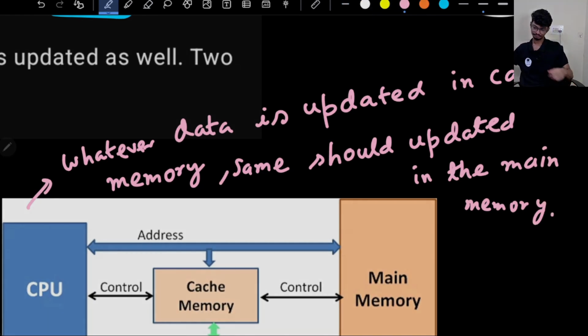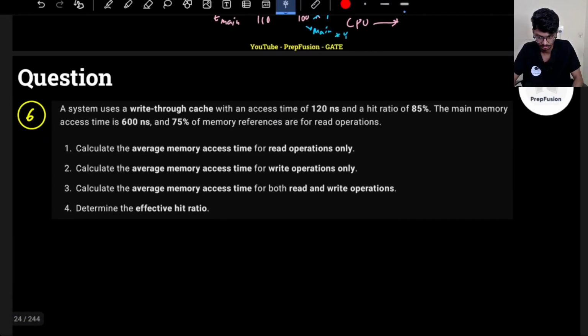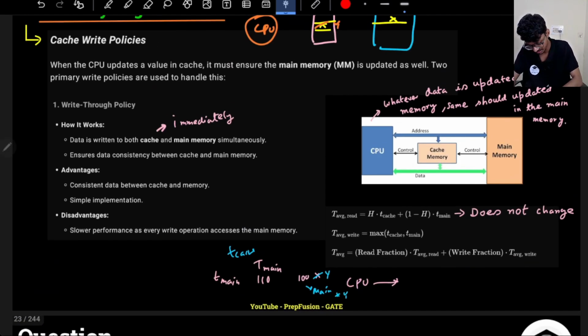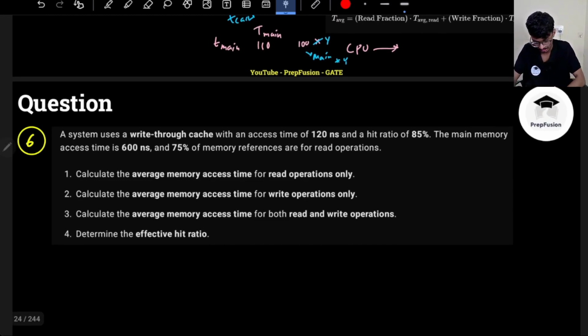Just give me 1 second. So let's solve a question from this. A system uses write through cache. Write through cache means it uses the cache write policy as write through. There are other policies as well that I will discuss. Write through cache means that whatever I update in the cache memory, I will instantly go into the main memory.